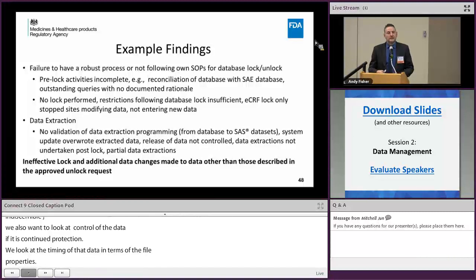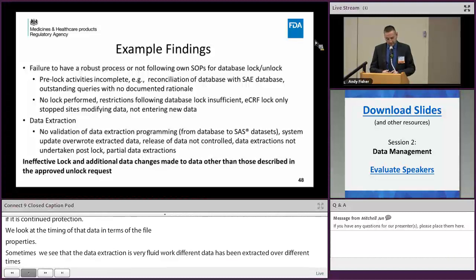Sometimes we see that the data extraction is very fluid, where different data sets are being extracted at different times, and it's been hard to see how that process was controlled in terms of locking individual data sets as part of the lock process.